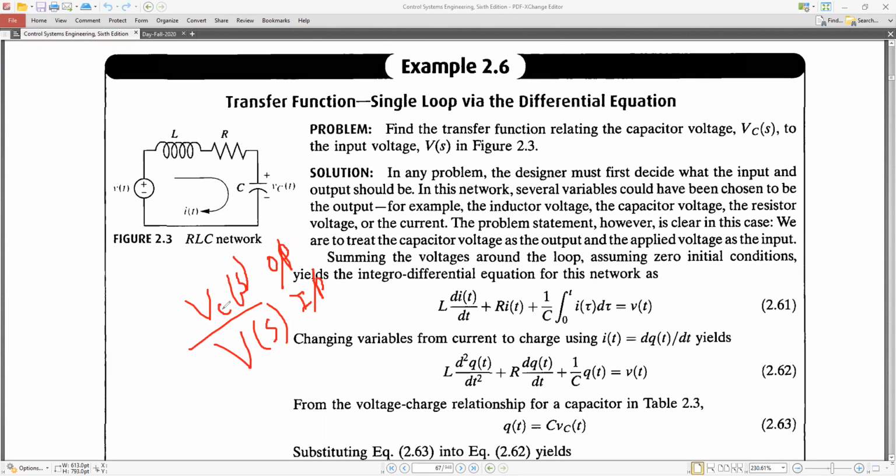Actually, it is the Laplace transform of the output voltage to the Laplace transform of the input voltage. That is the transfer function of this circuit. Remember, the transfer function is the output by input. That means the output of anything in the Laplace transform form. LT means Laplace transform. So remember this one.